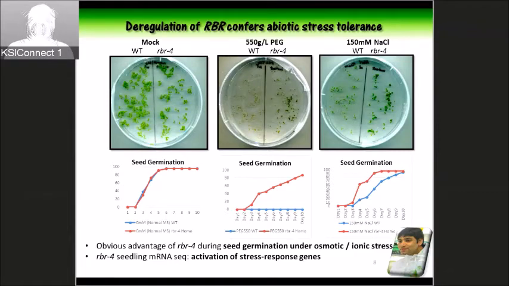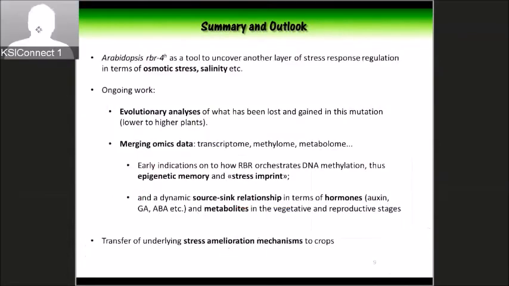And again, the RNA-seq says there is activation of quite a lot of stress response genes and hormone genes. And finally, to summarize, given the time issue, I'm going to summarize faster. I would like to convince you that the tool that we have in place, the RBR4 hypomorph, is a fantastic tool for us to uncover yet another layer of stress response regulation, may it be osmotic stress, salinity, and much more. I did not show you all of the things, only a couple of examples.